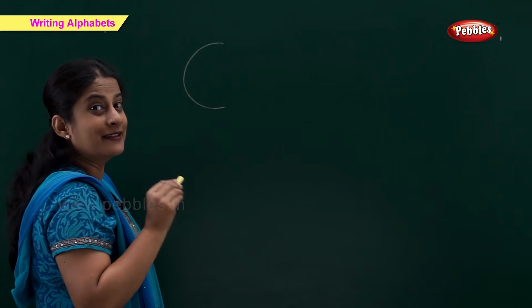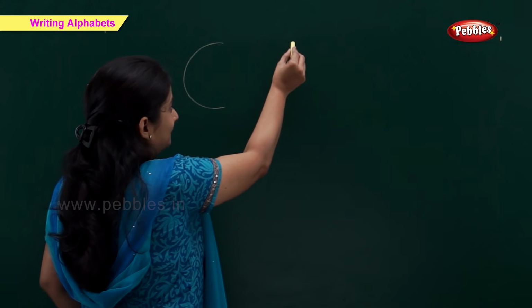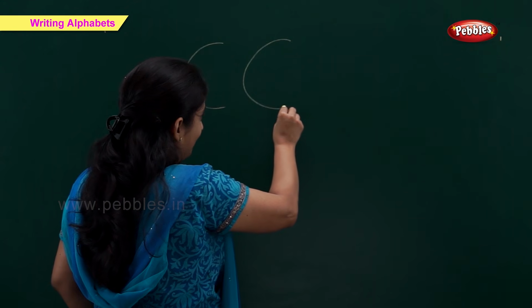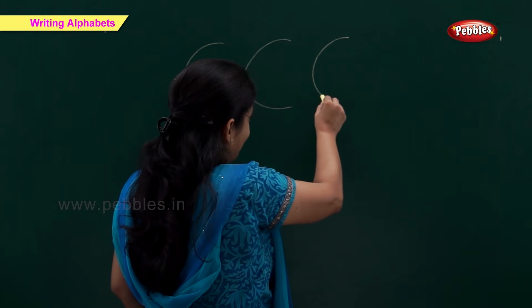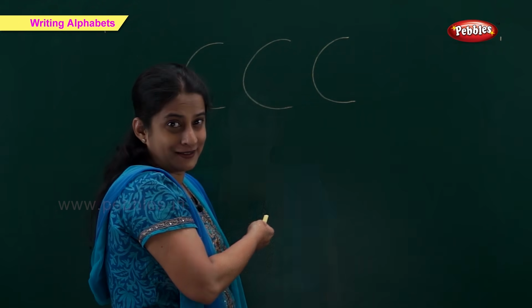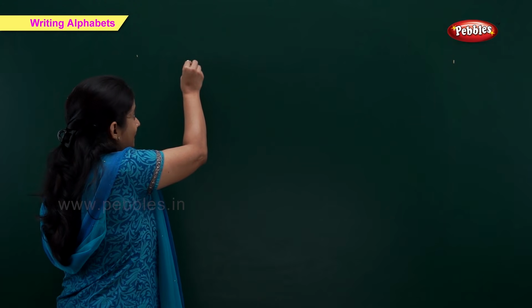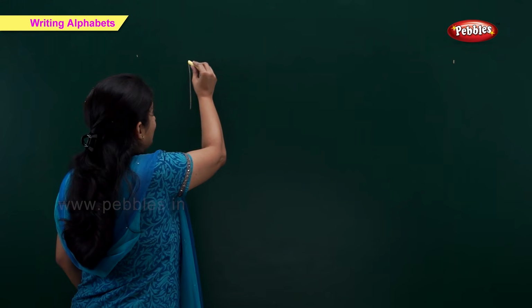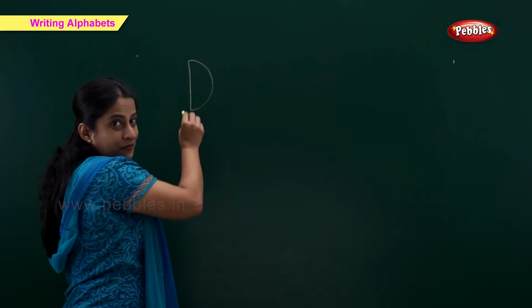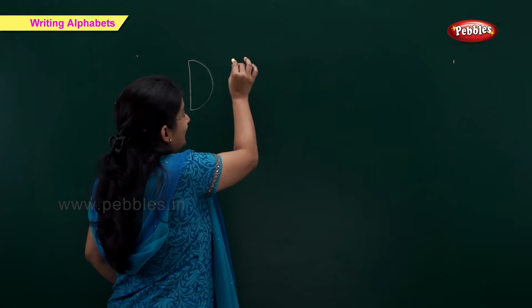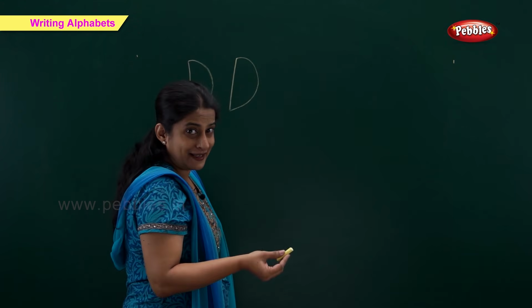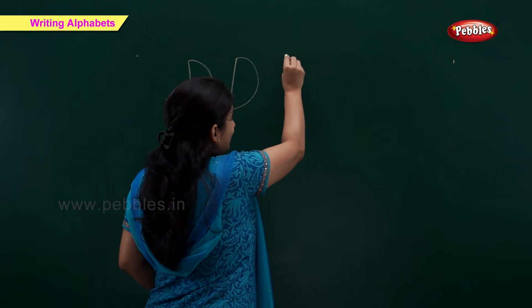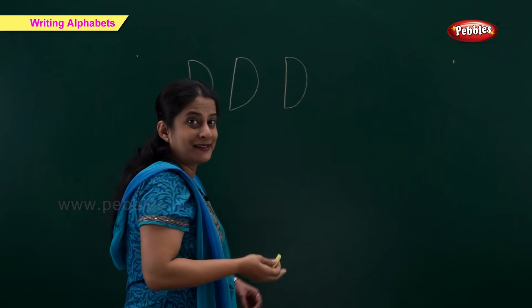Now let's write C. A curve is called C. This is C. C. Now we will write D. Standing line and a curve makes D. Again, standing line, a curve makes D. Standing line and a curve makes D.